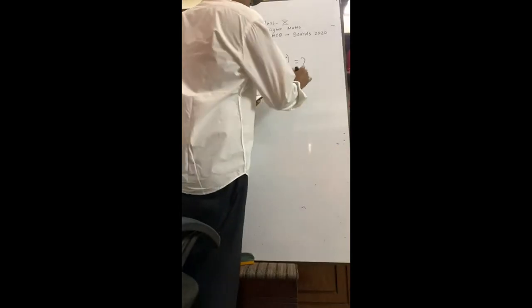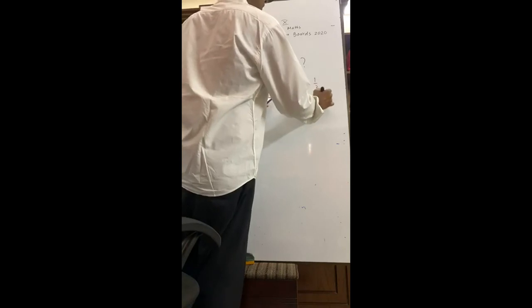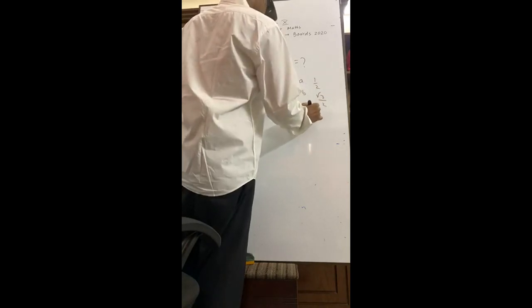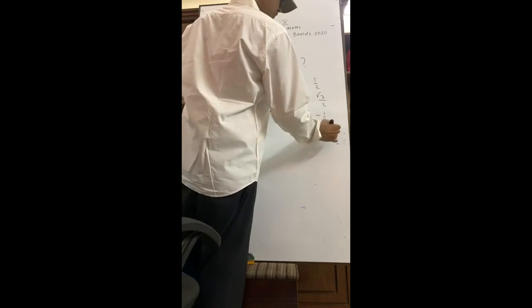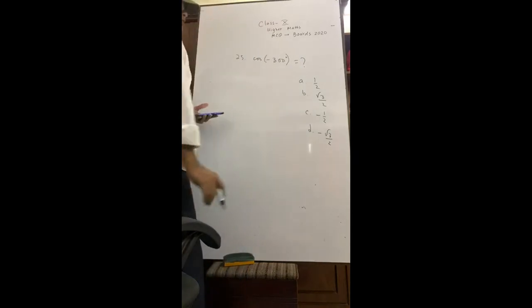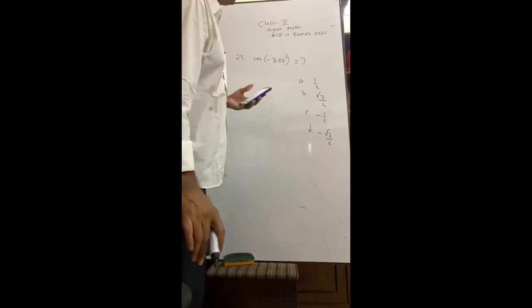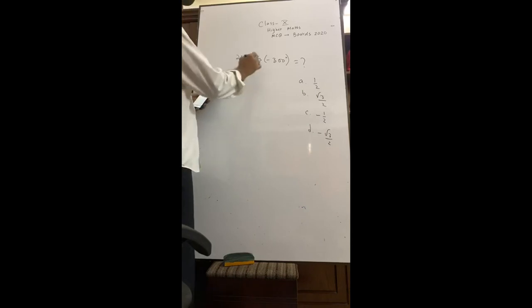Here number A is half, B is root 3 by 2, C is minus half and D is minus root 3 by 2. I know that you can do this math in the exam hall using a calculator, but even after that you must know it. Okay, is equal to what?